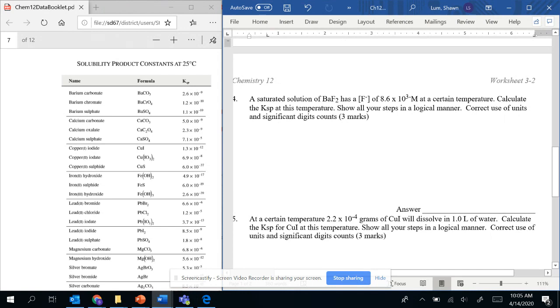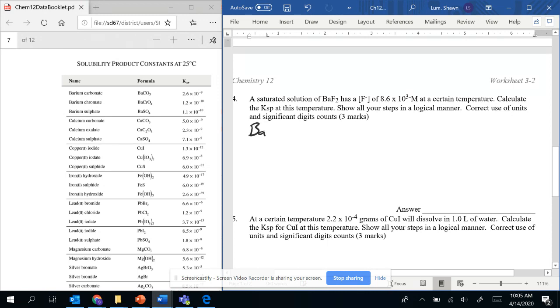It says a saturated solution of BaF2 has a fluoride concentration of 8.6 times 10 to the negative 3 at a certain temperature. Calculate the Ksp at this temperature. Show all your steps in a logical manner, correct use of sig figs and all that kind of stuff. Okay.